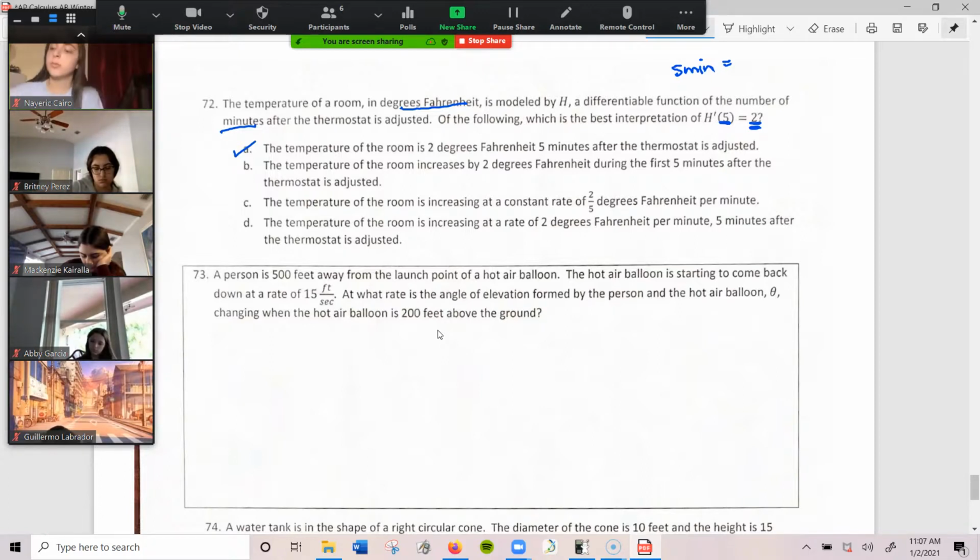For B, it says the temperature of the room increases by 2 degrees Fahrenheit during the first 5 minutes after the thermostat is adjusted. This one is there because it sounds like it could be that. It is going to be an increase in temperature because the derivative is positive. So we see increases and we're like, oh, it's definitely that, right? But it says during the first 5 minutes. A derivative does not tell you the rate of change during all that time before. It tells you at that moment in time. So at exactly 5 minutes, the rate of change of the temperature is 2 degrees per minute.